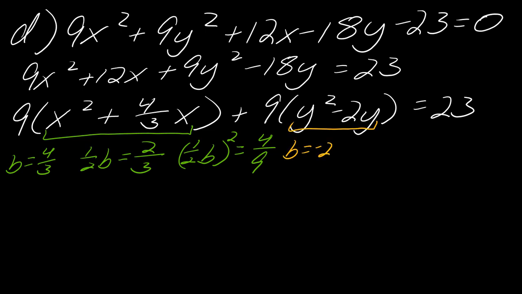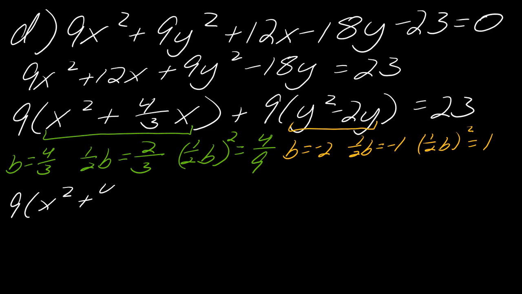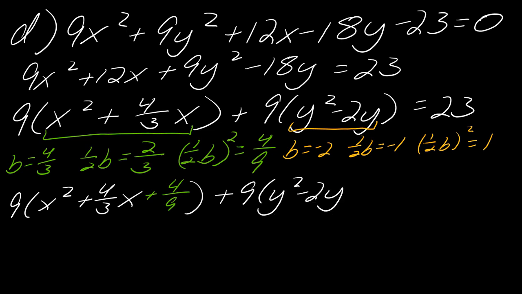So let's see, b is -2, 1/2 b is -1, and then 1/2 b squared is equal to 1. All right, so now we've got to first add the half b's to both of these, right? So I add the half b there. And then I add, let's see, y squared minus 2y. So I'm going to add a 1 here.